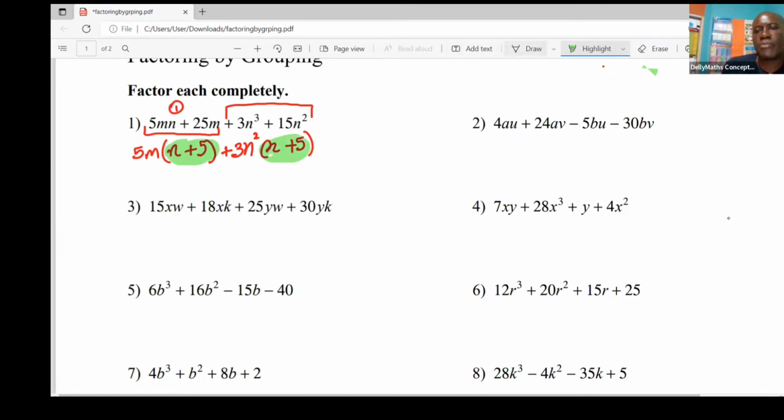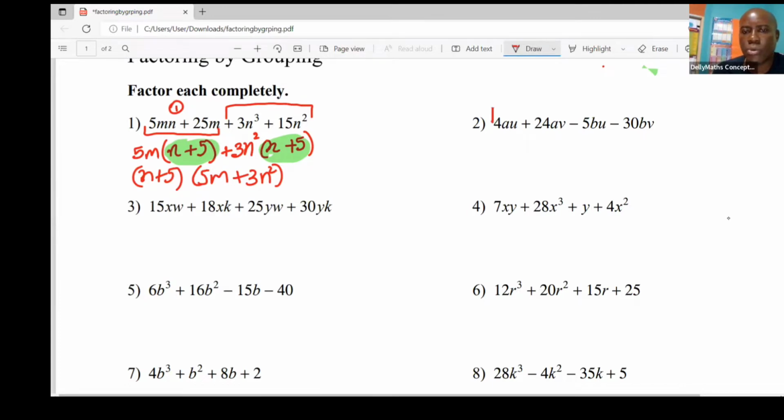Now it's like we're going to factorize again. So the common factor is n plus 5. And then we're going to open the other bracket. And when we factorize, we're going to bring down the 5m and the 3n squared in the other bracket. So that is 1. Let's look at situation 2.